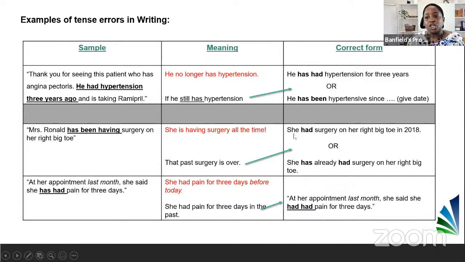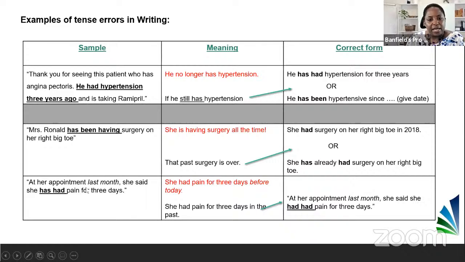It either is she had surgery on her right toe, and then you give a date, 2018. Or you can use present perfect. She has had surgery on her right big toe. Okay, now for this one, you don't have to give a date because we're just talking about a general experience she had. Our argument in English is that she had the surgery, she'll always have the scar, so she'll always have the experience. So we can use present perfect.